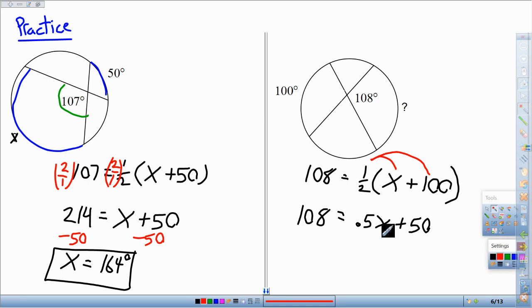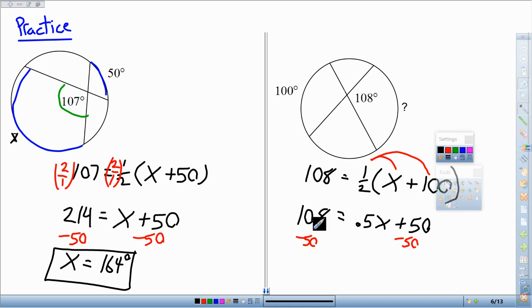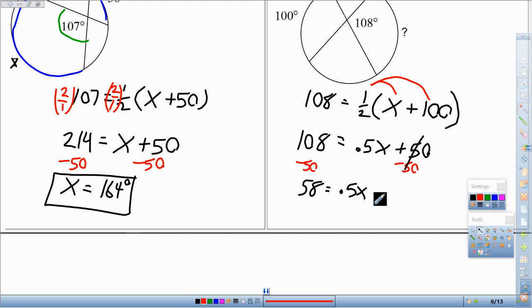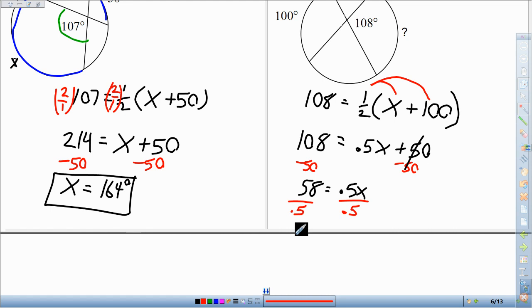All right, I got a two-step equation. I need to get rid of 50 first by subtracting. So 108 minus 50, we got 58 equals 0.5x. Okay, and then from here, we can get rid of the 0.5 by dividing by 0.5. And it looks like I'm getting 116. Okay, I'm guessing this is not the way you did this problem, but if you did it the other way, you still got the same answer. So just want to show that it works.